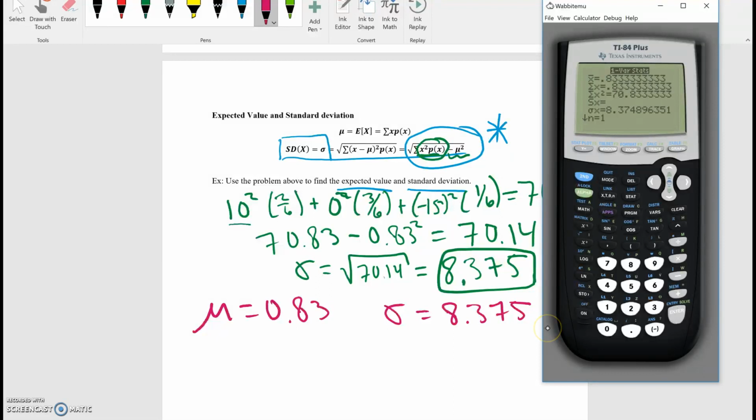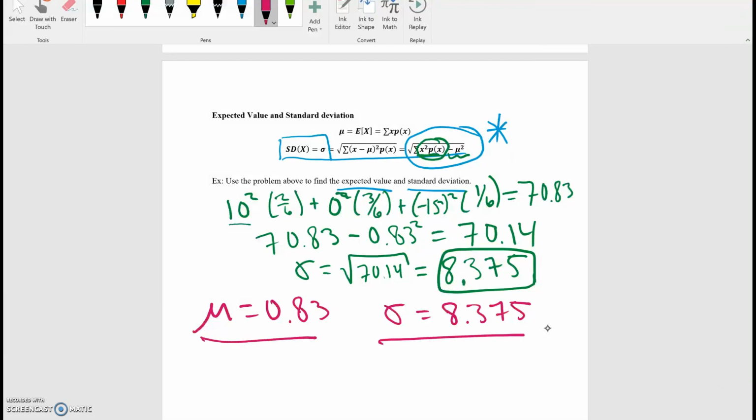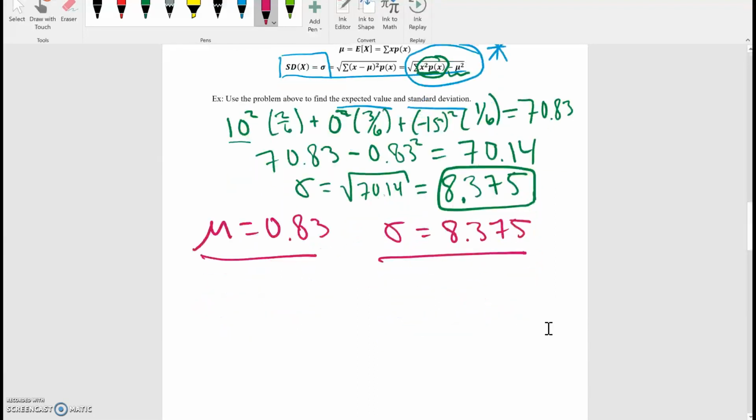So you just have to do an extra step by physically putting L1 and L2. I still get the same thing. I still get my mu. I still get my sigma, right? And we're all happy. So with the calculator, it's much easier to do, because otherwise it's really easy to make a mistake. But that's basically how you would do this type of problem, okay?